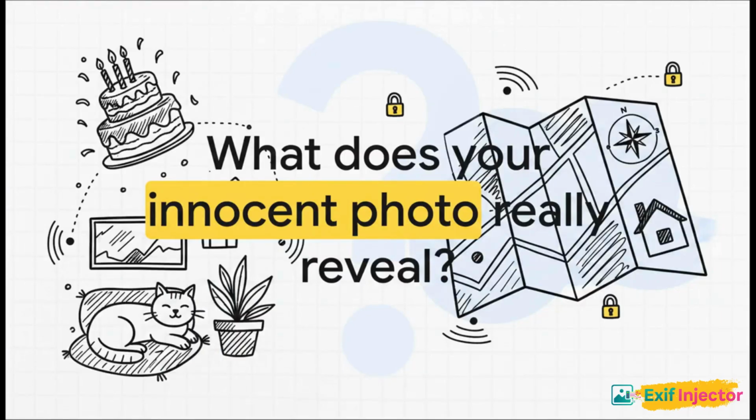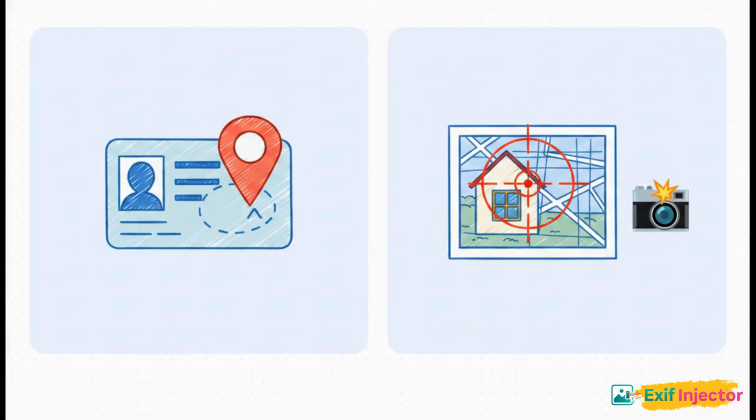You might think you're just sharing a totally harmless picture of a birthday cake or a cute shot of your pet lounging in the living room. But the reality? You could be broadcasting your exact home coordinates to anyone who knows how to look. It is a truly invisible threat. It's honestly a shocking reality when you think about it.